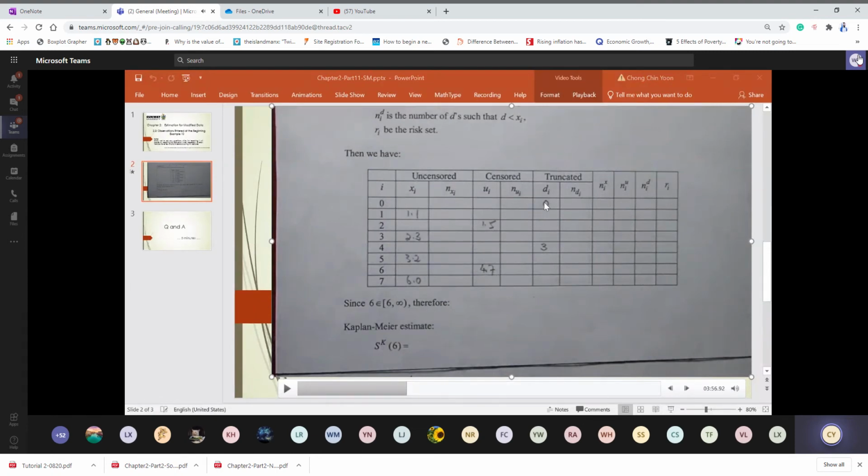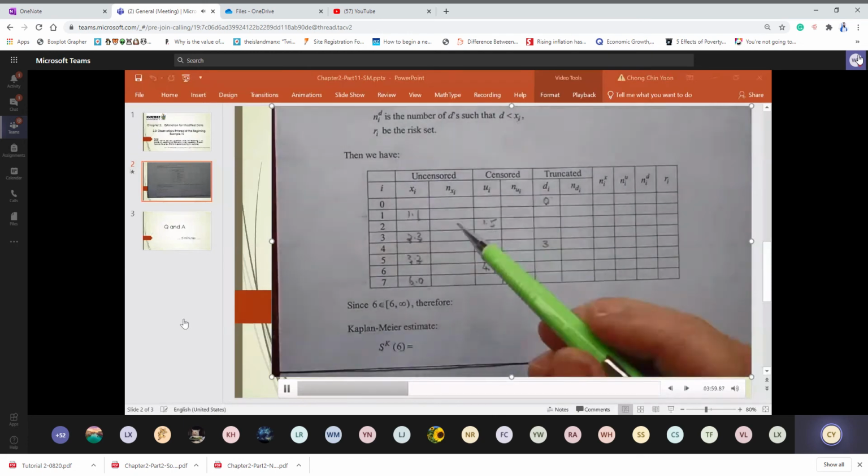The data must be in ascending form. If you go down, you can see 0, 1.1, 1.5, 2.3 is ascending form. Please, if you put it upside down, then you will have a problem. Carry on.